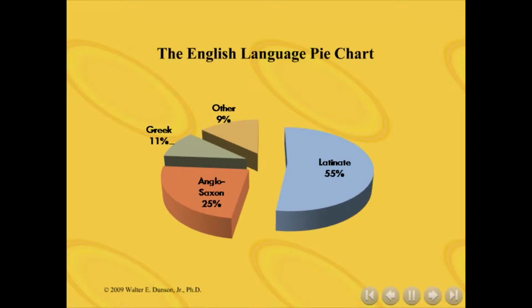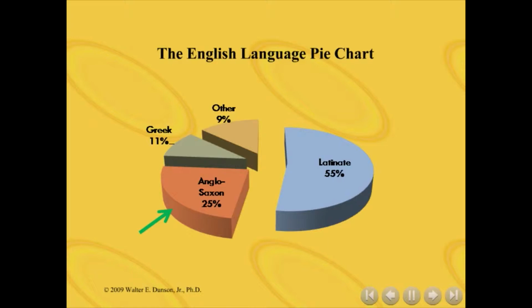Here is the English language in pie chart form. You can see that Latinate word construction constitutes 55% of our language. In other words, a little over 1 out of every 2 words in our language is based upon Latinate word construction. Anglo-Saxon word construction occupies 25%. That is 1 out of every 4 words in our language.